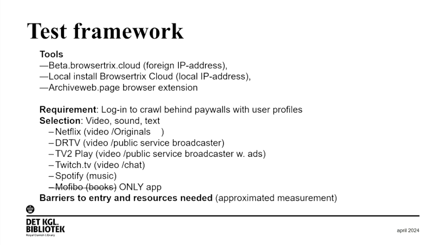Of course, I set up the test after knowing the tool, so those are just heuristics. But I looked at Netflix, DRTV, TV2 Play, Twitch TV, Spotify as well. And then I wanted to look at ebooks as well, but most ebook services, on-demand services, are only apps in Denmark, so I had to drop that along the way.